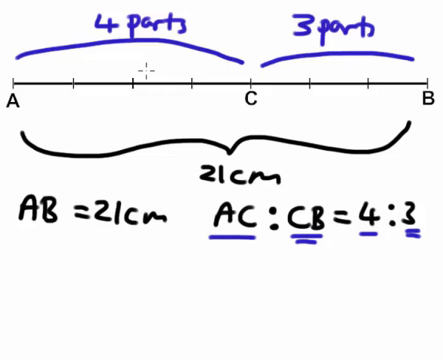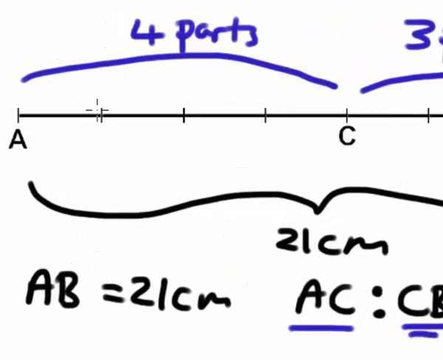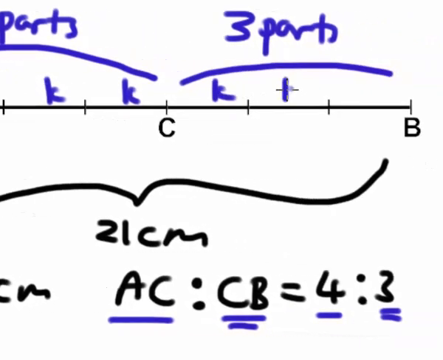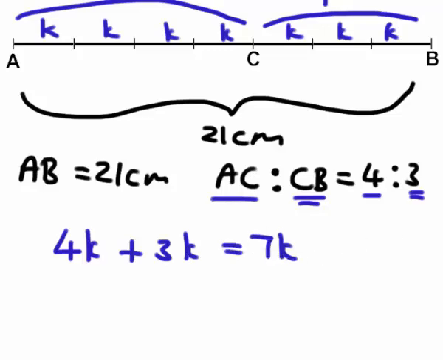But now the question is, what would the size of a part be? You can't say that that's 4 centimeters there. So I'm not sure what these parts are. They're equal in size or in length, but what would they be? So let's call them K. And you probably agree with me that you've got 4 of those Ks, so 4K plus the 3Ks would of course give you 7K.